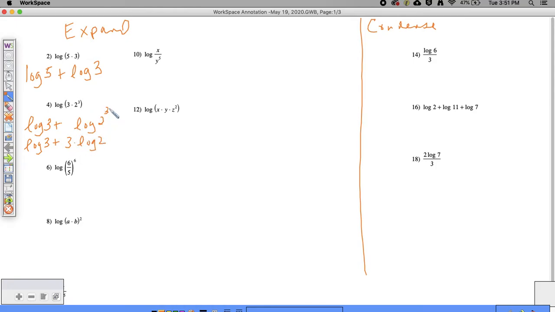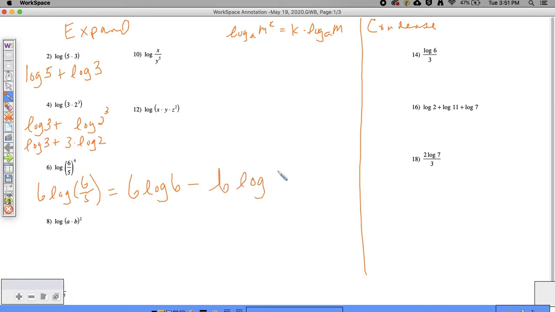So when you have something like this, you want to take that and bring it down because remember, one of your log properties is, log base a of m to the k is equal to k times log base a of m. Okay, this one right over here, because this is raised to the 6th power, the first thing you're going to want to do is bring that down, again, using that property. So this is going to be 6 times the log of 6 over 5, which is going to be equal to, this you can write as a difference, but don't forget the 6 goes to both. So this is going to be 6 log of 6 minus 6 log of 5.